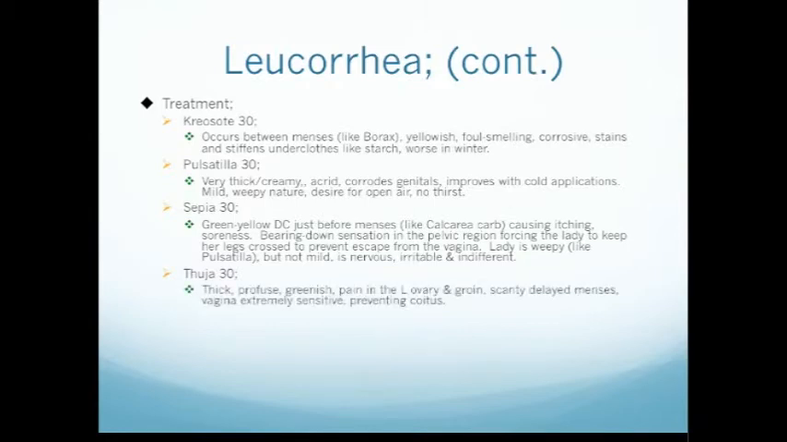Thuja 30 is good for a thick, profuse, greenish discharge, with pain in the left ovary and groin, and scanty, delayed menses. The vagina is extremely sensitive, preventing coitus. If none of the above help, seek medical care.